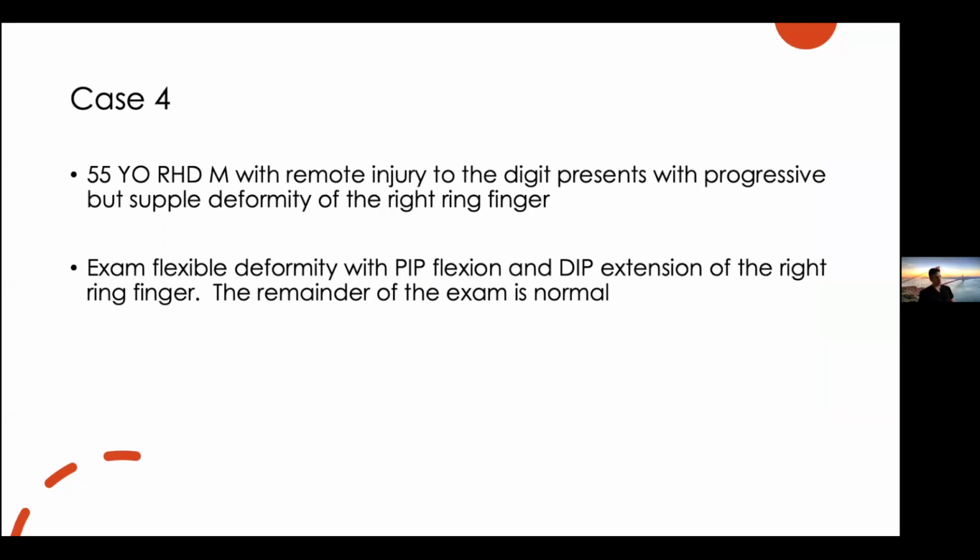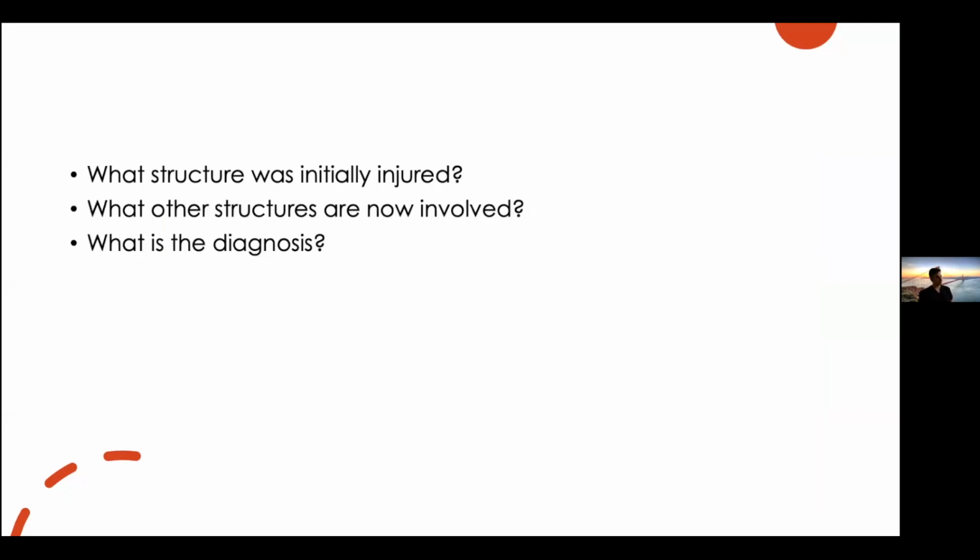Okay, 55-year-old right-hand dominant male with remote injury to the digit presents with progressive but supple deformity of the right ring finger. Exam: flexible deformity with PIP flexion and DIP extension of the right ring finger. The remainder of the exam is normal. Does someone want to tell me what the diagnosis is and what's going on? What structure was initially injured?